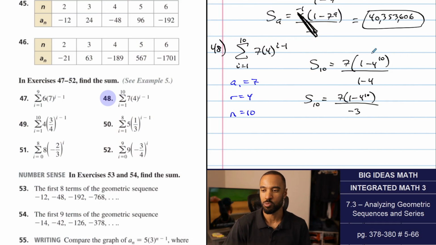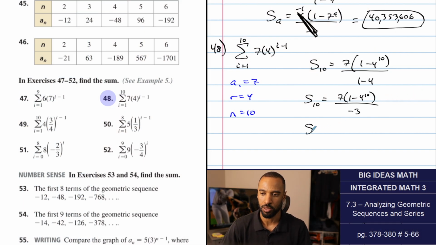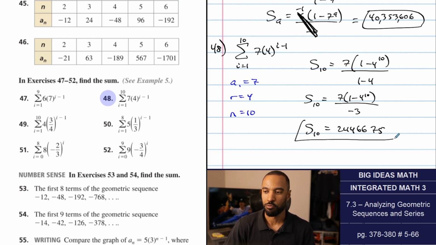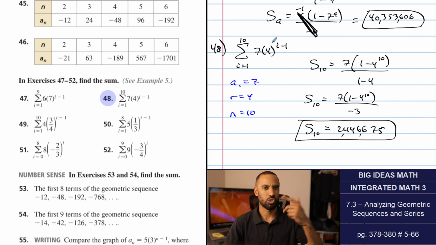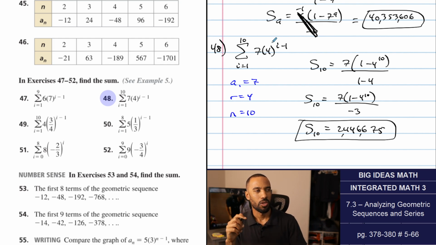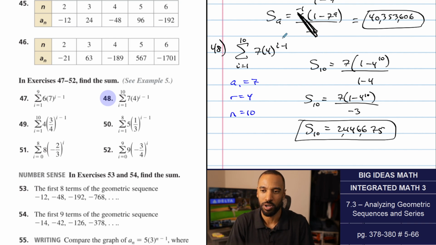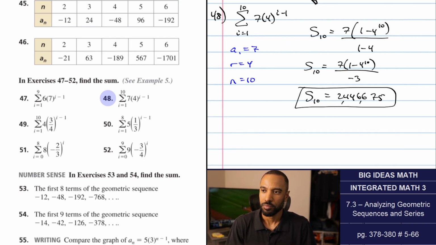It's positive. I expected both of those just based off the nature of what the original set was. It's big. All of these will be pretty big. Not always. But based off what we're doing and what we're actually adding together, we're adding 7 with 28 with 112 with, and the numbers just get bigger, 448. So keep in mind what kinds of answers you're expecting.